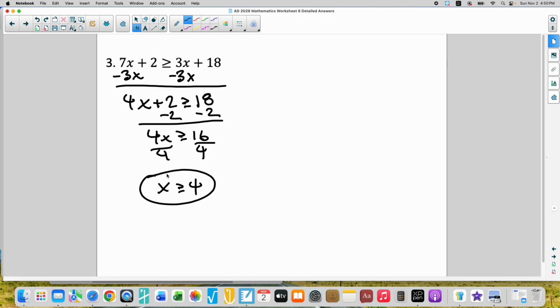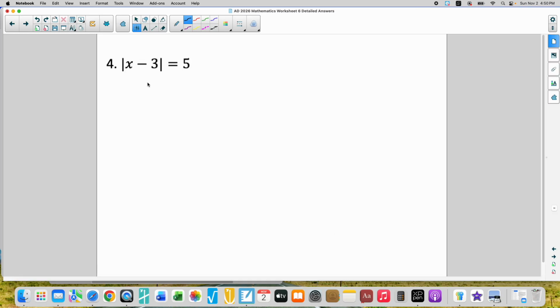Didn't say graph, but if we wanted to graph, the graph would look like this. Closed circle because it's equal to, greater than, going to the right. Absolute values first, always.